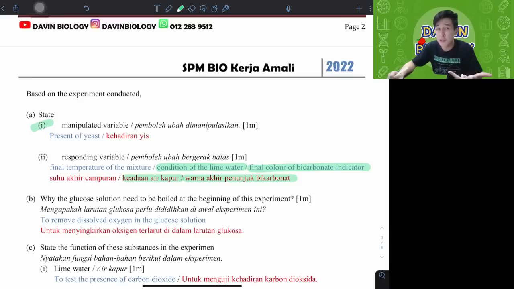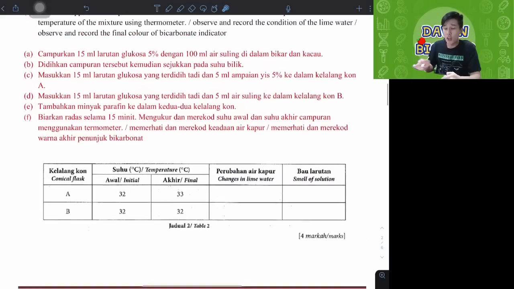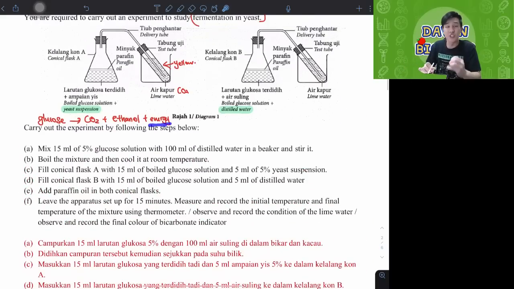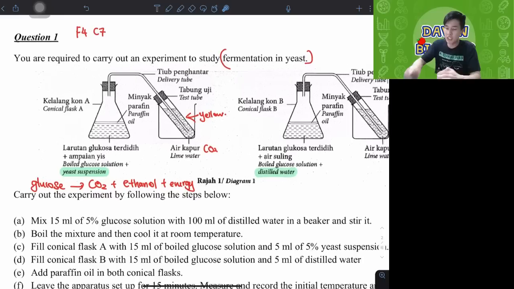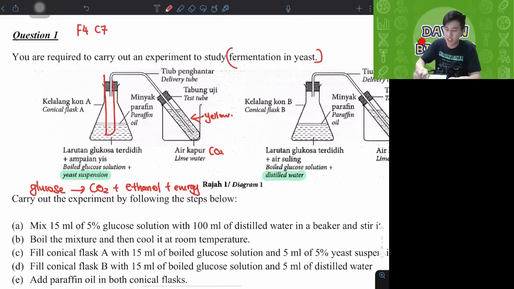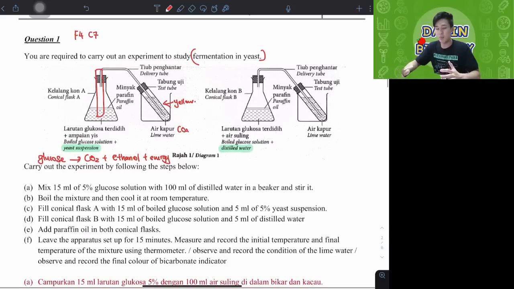Another possible responding variable is your final temperature. That's because fermentation releases energy, that's heat. This one will be slightly easier. All you have to do is put a thermometer inside here, and record the initial and the final temperature. At the end of the experiment, your temperature should increase by 1 or 2 degrees. Now, I'm sure you all have heard that there are guided and unguided experiments. Last year SPM came out guided.